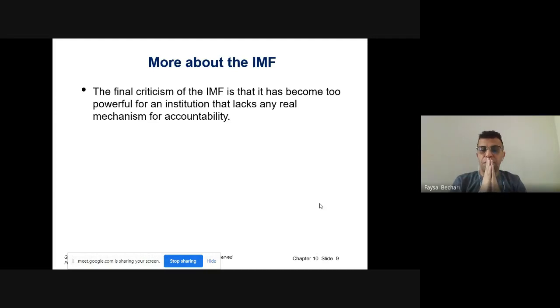More about the IMF. The final criticism of the IMF, the International Monetary Fund, is that it has become too powerful for an institution that lacks any real mechanism of accountability. You will see that there is no accountability, no rules and regulations. Suddenly they try to help this country, but the next country, which is a neighbor, because it is politically incorrect or not interested in following the mainstream, might not get the support from them. So there is no accountability and no real mechanisms there.